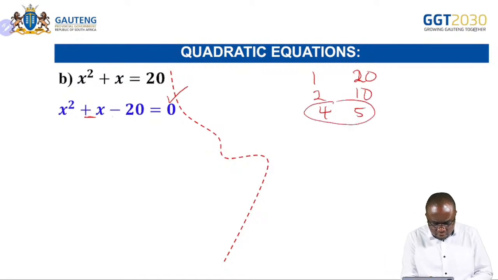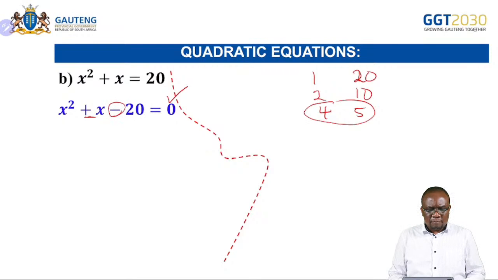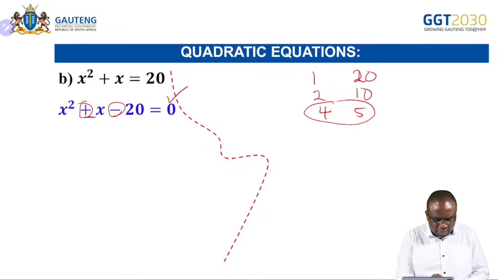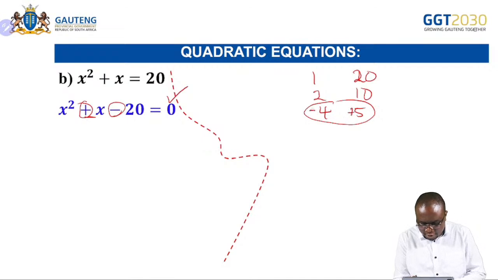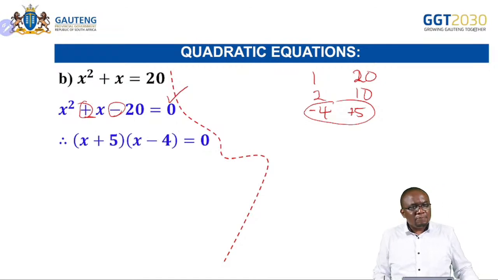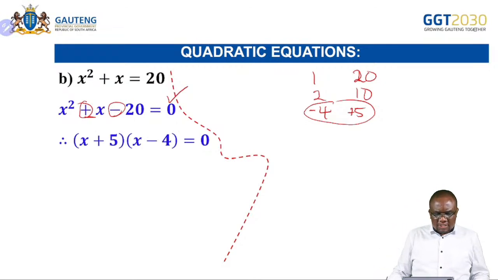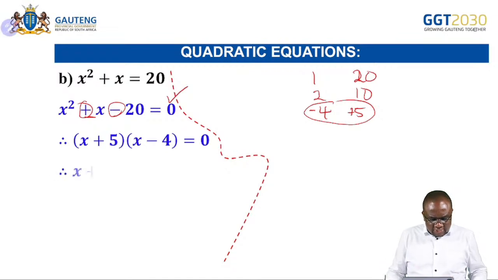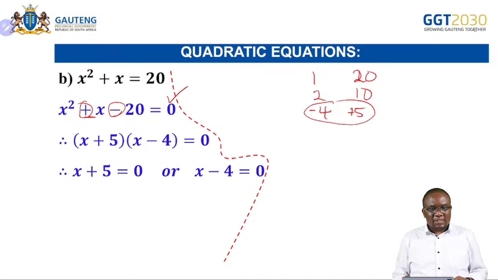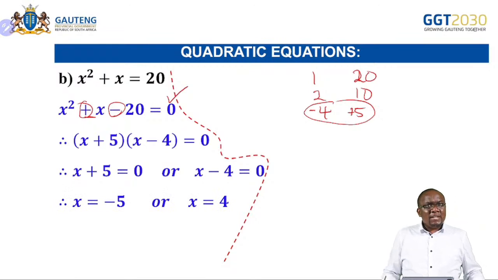Right, we said here one factor must be negative, the other factor must be positive, and then here the bigger factor must be positive. So it means 5 must be positive and then 4 must be negative. Do you see that? So what are the factors? x minus 4, x plus 5 is equal to 0. Do you see that? Okay, I'm not going to go to the other method because of time. Right, what are the answers here? x plus 5 is equal to 0, or x minus 4 is equal to 0. Therefore, x is equal to minus 5, or x is equal to 4.